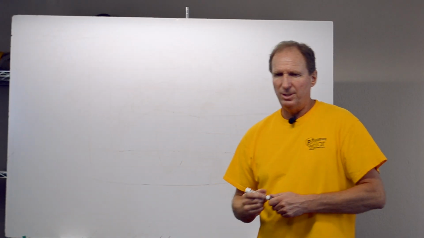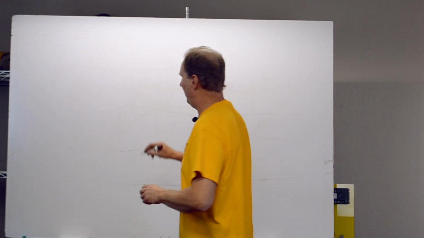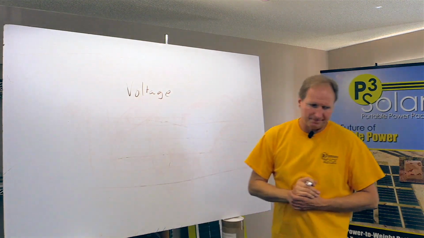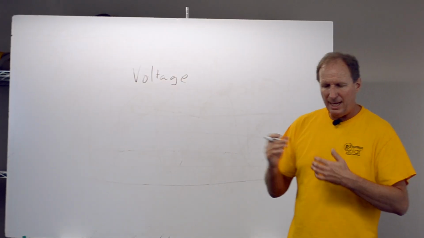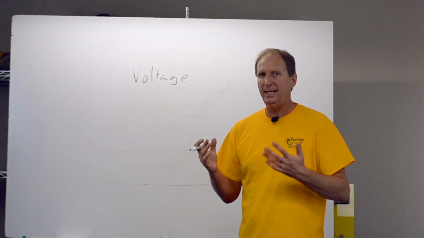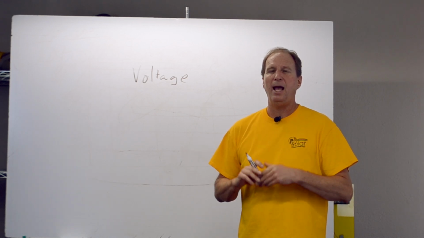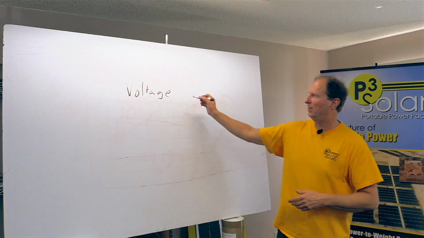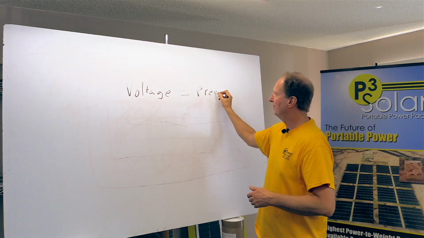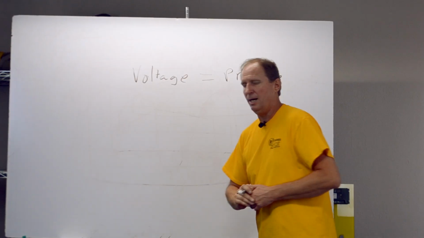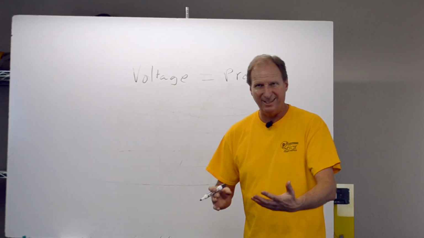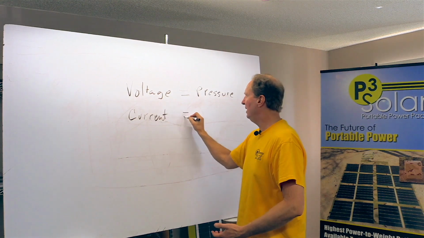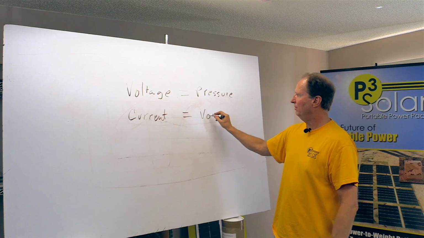So voltage is a potential. If you think about voltage, it is how much pressure. We're going to compare it to flow. Voltage is sort of equal to pressure in a pipe. And current is equal to the volume flow rate.